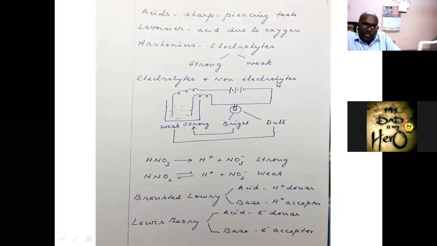Acids are the substances which give a sharp, piercing taste. Lavoisier first said acid nature is due to the presence of oxygen. But later on, another idea came. People asked, hydrochloric acid does not contain oxygen, but it is acidic. So the idea was simply getting constructed.